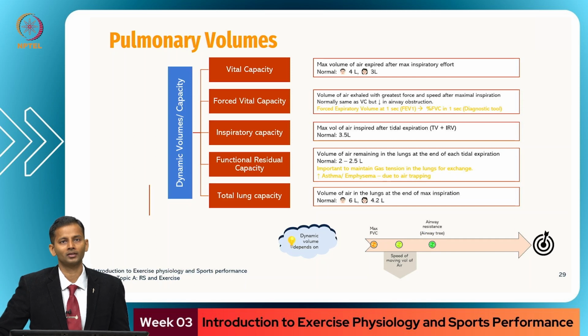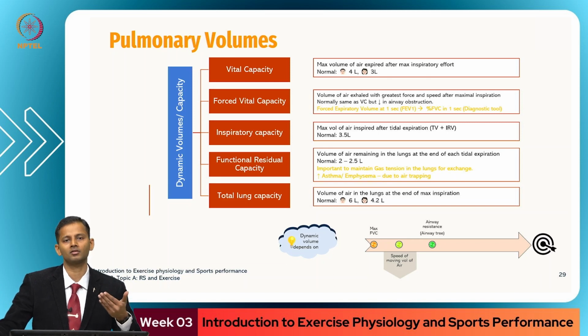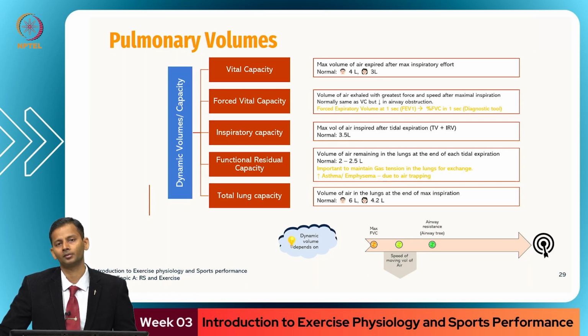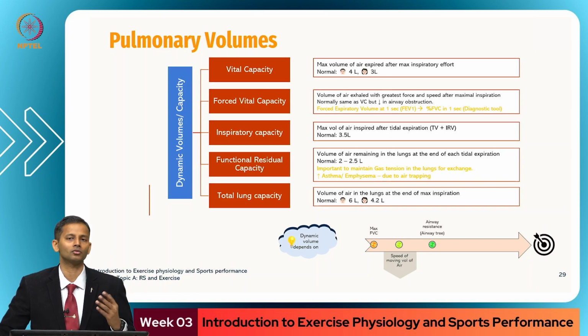The other important factor is also the airway resistance, the resistance that is offered to the movement of the air by the airway. So we discussed in the previous session about various factors which maintain the bronchial tone, the diameter of the bronchial airways. So these are the factors which may increase or decrease the resistance of the airflow.